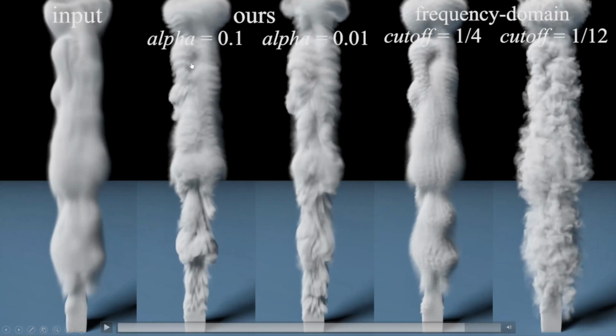change depending on the control parameter alpha. If we choose a larger alpha, the resulting motion of the smoke becomes similar to the input smoke. And if you choose a smaller value, then the results become slightly different from this one.